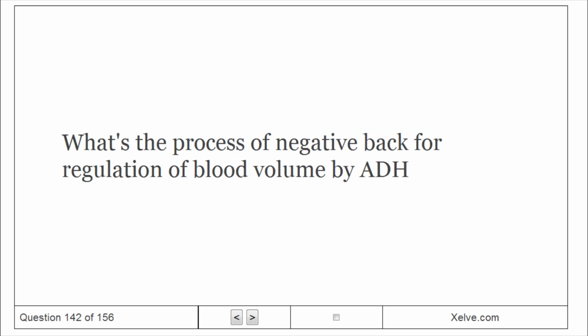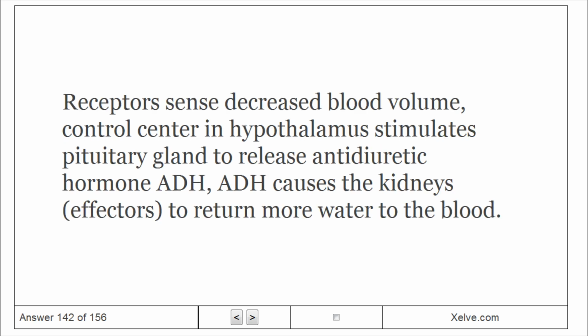What's the process of negative feedback for regulation of blood volume by ADH? Receptors sense decreased blood volume. Control center in hypothalamus stimulates pituitary gland to release antidiuretic hormone, ADH. ADH causes the kidneys' effectors to return more water to the blood.